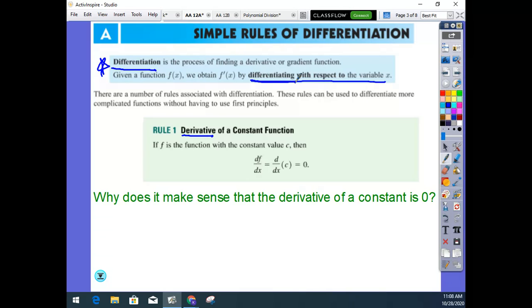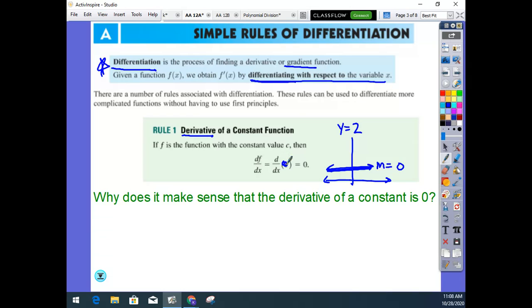So we have 4 basic rules that we're going to start out with. Now, first of all, I want you to think about how the derivative is the gradient function. It's the slope. So this says if we take the derivative of a constant, let's think about this. Say that I have the equation y equals 2. That's just a horizontal line. What's the slope of all horizontal lines? The slope is 0 all the way across.